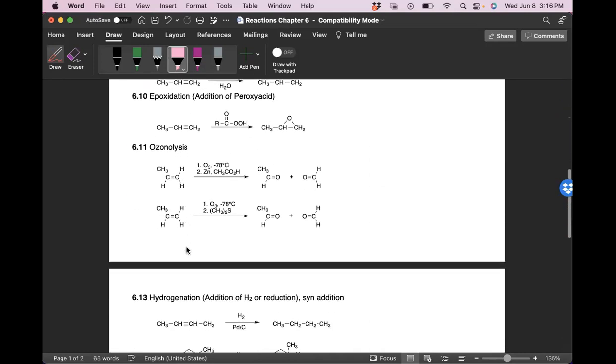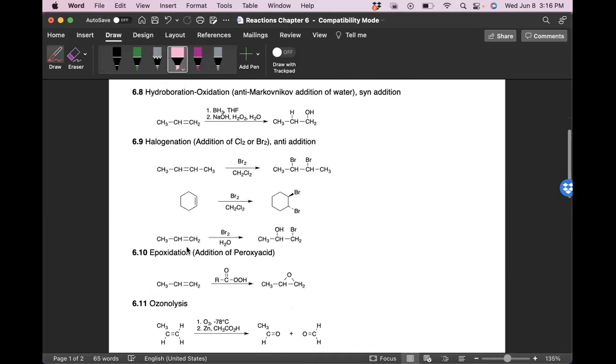For the rest of them, you just have to memorize the reactants, the reagents, and predict the product. So some questions he might give you: if you have this reactant and this product, what are the reagents? Conversely, he might give you a reactant and the reagents, and ask, what's the product? Those are the types of questions he'll be asking. That's why it's super important to make flashcards so you can memorize this stuff.